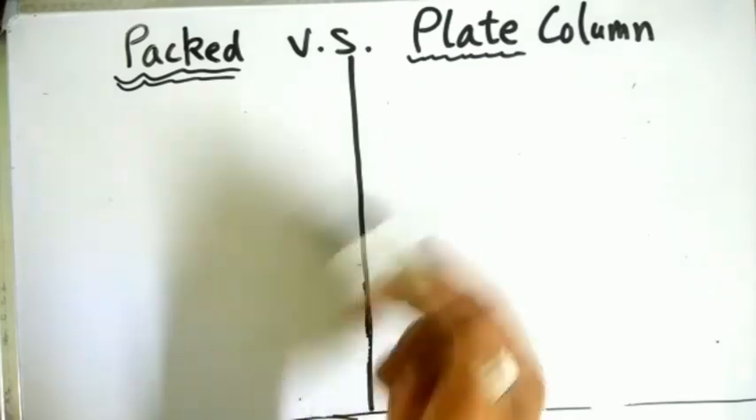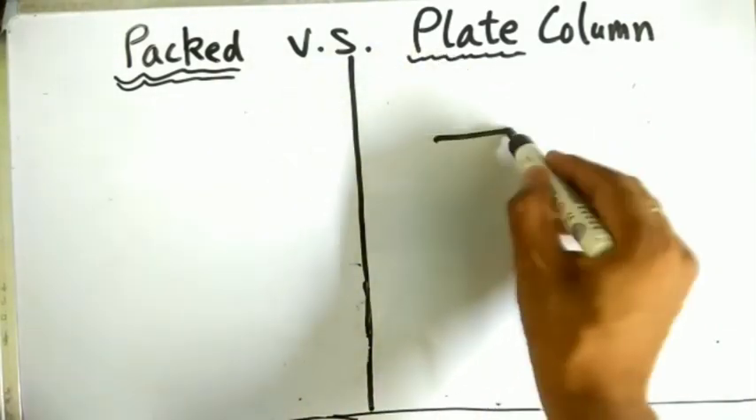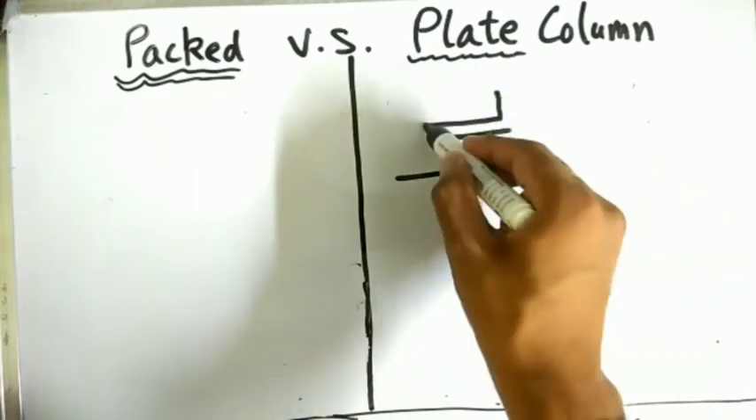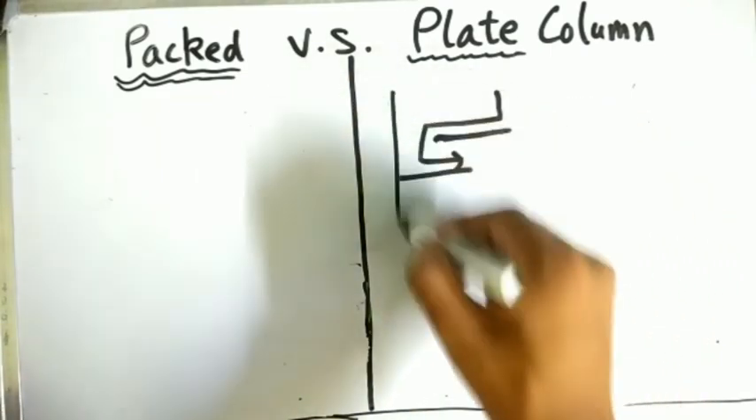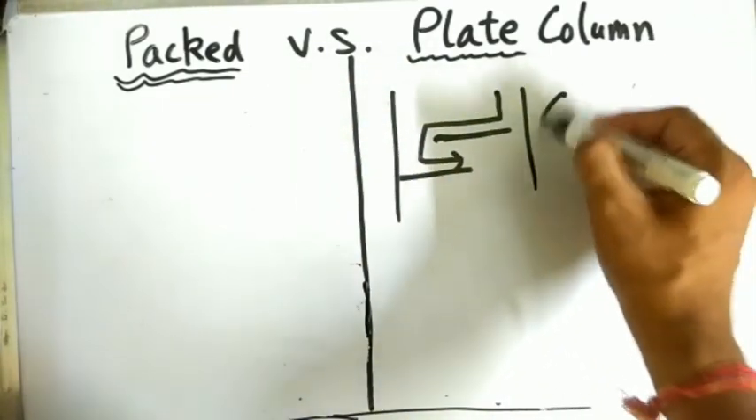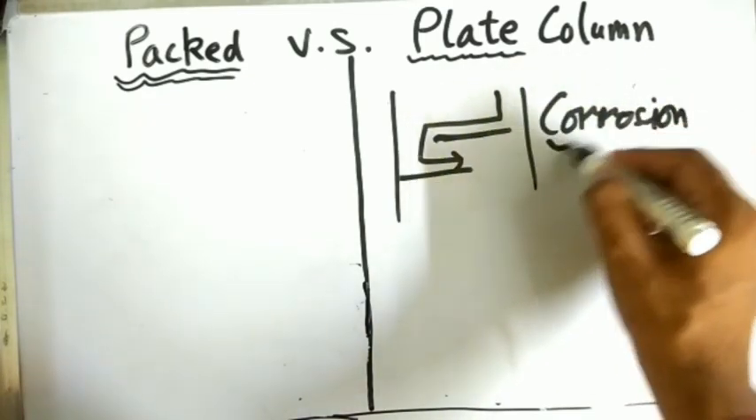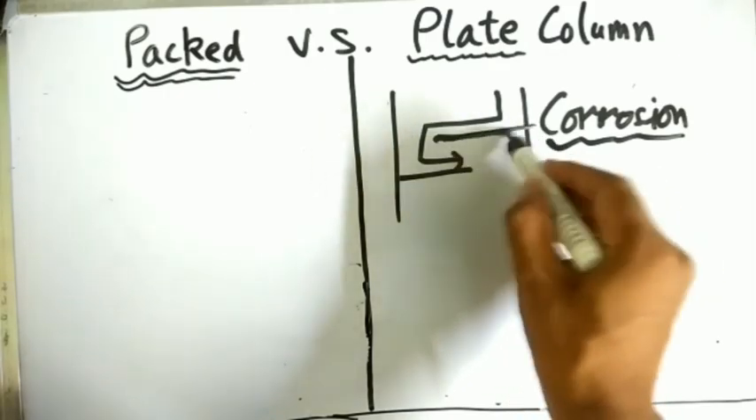Another thing we can see is that a plate column, because there are plates, is generally not used for corrosive liquid. If the liquid or the feed is a corrosive material, then corrosion might take place over these plates.